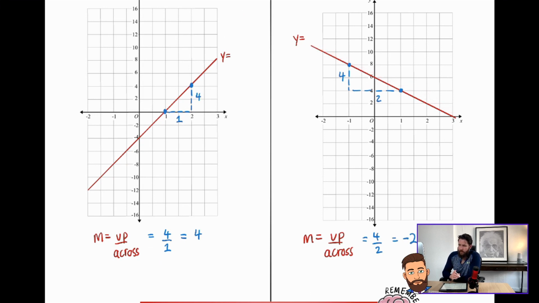What does that mean? It means every time you go across one unit, which is 2 squares, you go down 2. Across 1, down 2. Across 1, down 2. Across 1, down 2. It doesn't look like it because of the scale of the graph, but it definitely is.